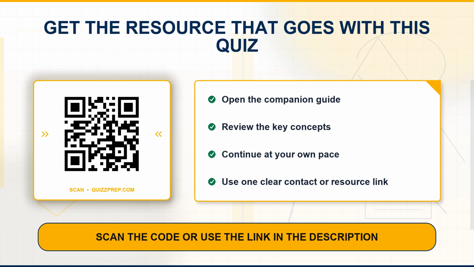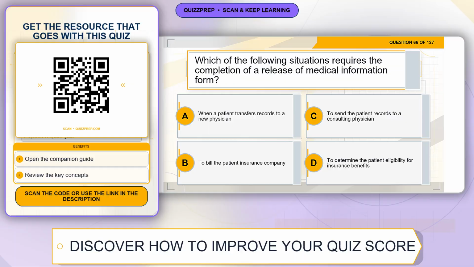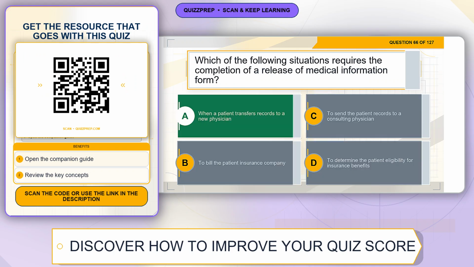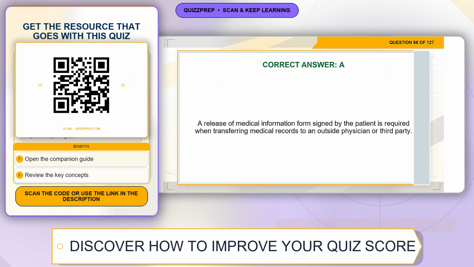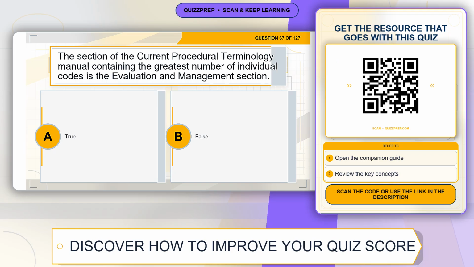Question 66. Which of the following situations requires the completion of a release of medical information form? Option A, when a patient transfers records to a new physician. Option B, to bill the patient insurance company. Option C, to send the patient records to a consulting physician. Option D, to determine the patient eligibility for insurance benefits. The correct answer is option A, when a patient transfers records to a new physician. Explanation. A release of medical information form signed by the patient is required when transferring medical records to an outside physician or third party.